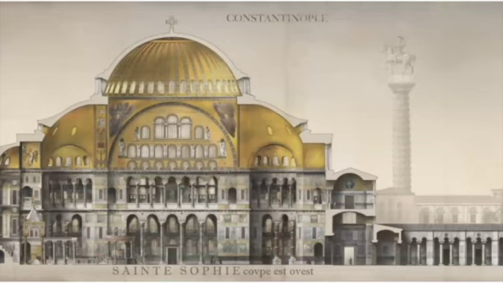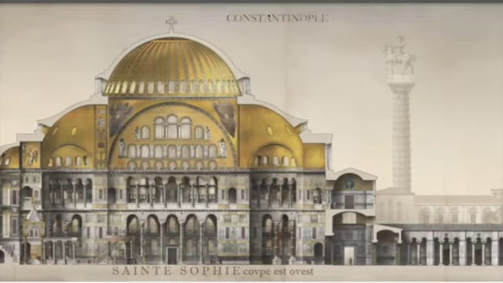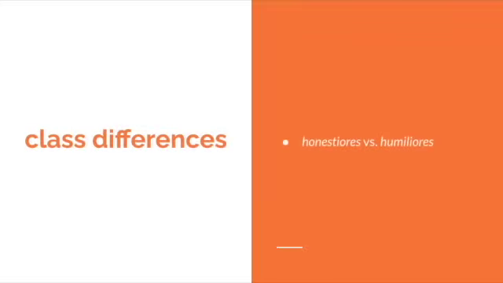Now, we will be moving on to social life. In order to understand social life in Constantinople, first let's start with the class differences. There were two distinct groups in the society, honestiores and humiliores. Honestiores was the rich side of the society and humiliores was the others.